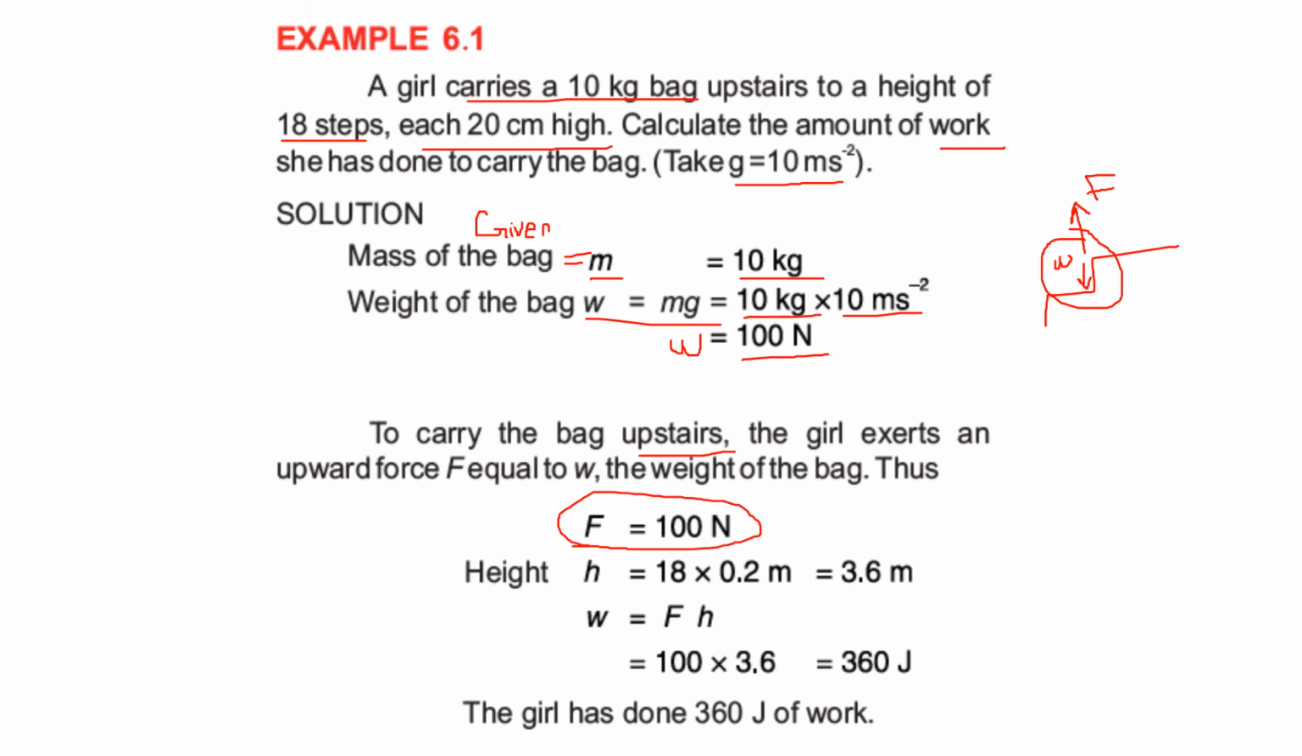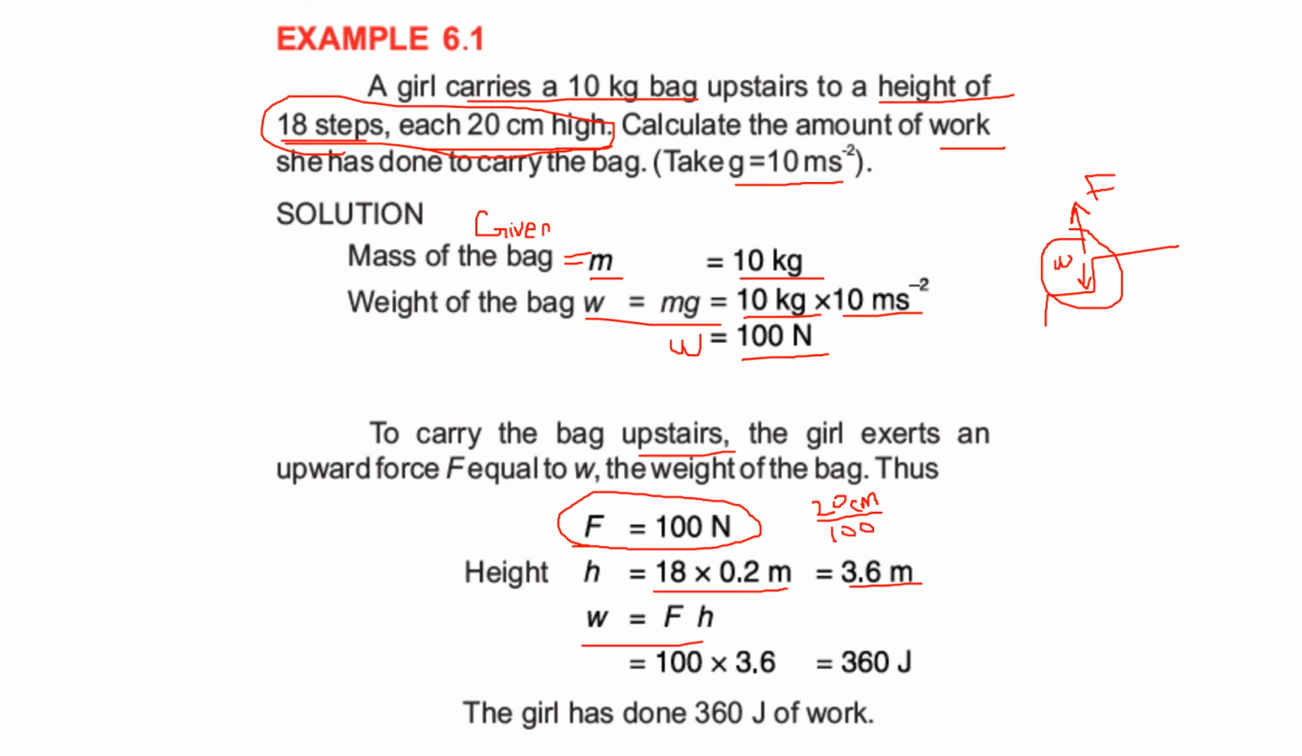Now if we see the height, what is the height? They write over here, the height of the 18 steps, each 20 centimeter high. So h is equal to 18 into 0.2 meter. They just divide the given 20 centimeter by 100 to convert it into meter, and we get 3.6 meter.